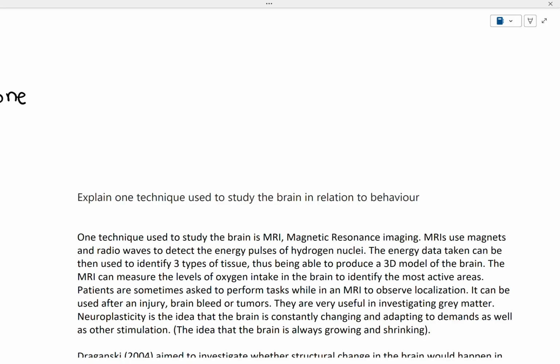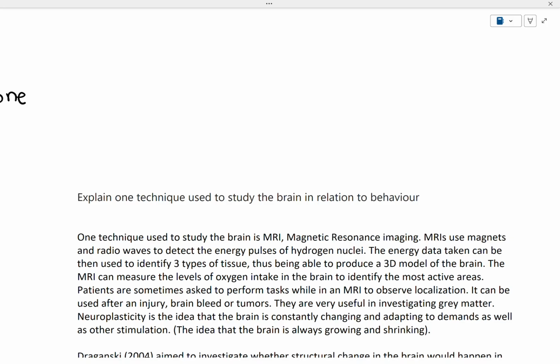You can use some scientific fancy language, but you don't have to. You just have to kind of know how it works. And don't worry if you can't remember all this detail for the exam. Just try as hard as you can and do your best. And then the energy data from this can be taken to identify 3 types of tissue, thus being able to produce a 3D model of the brain.